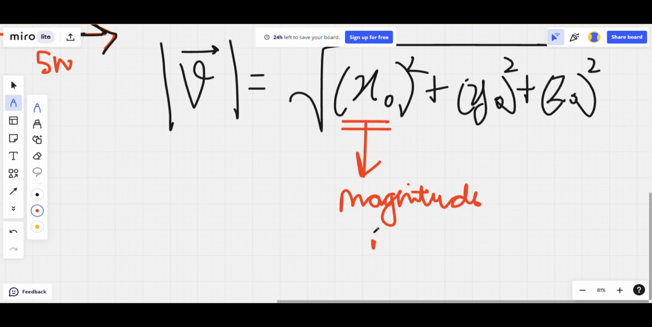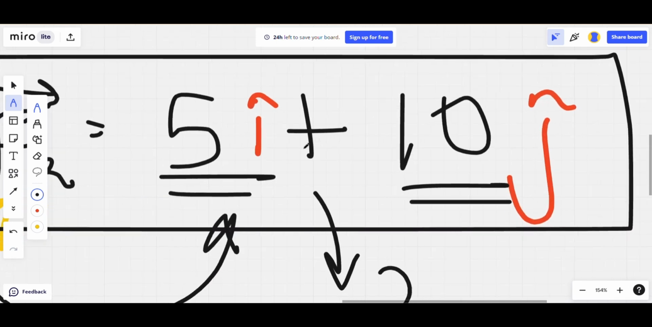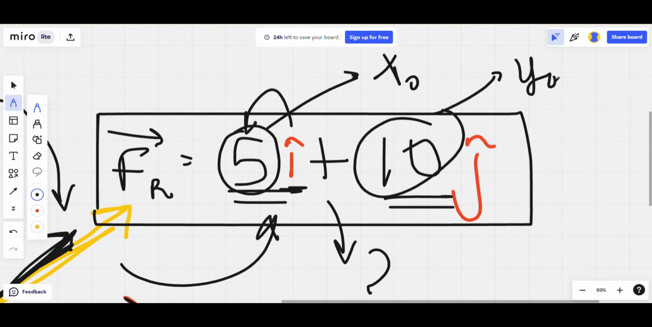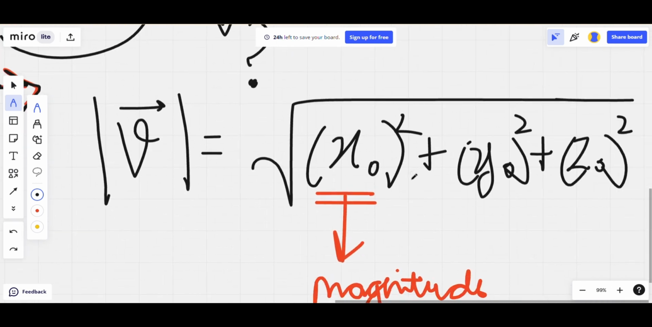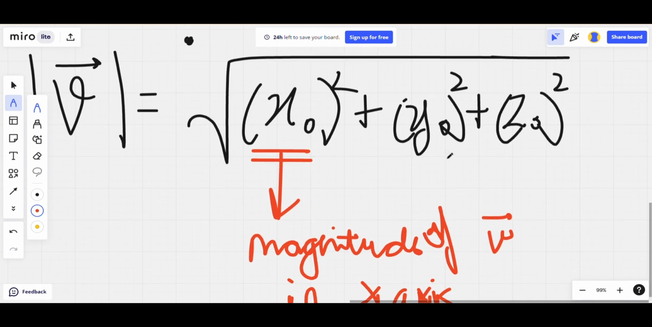of the vector in the x-axis, which is nothing but the coefficient of this unit vector. Whatever is written next to the unit vector i cap becomes x naught. And whatever is written next to the unit vector j cap, or unit vector of the y-axis, becomes y naught. So this is just a way to represent the magnitude of the vector in a specific direction, x or y, and similarly for z.